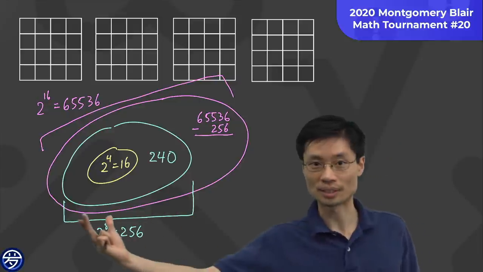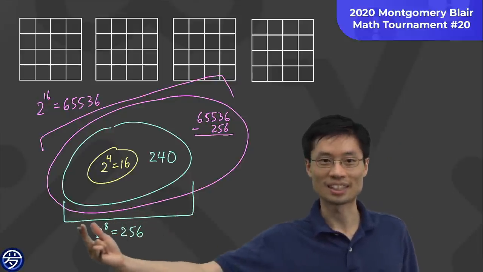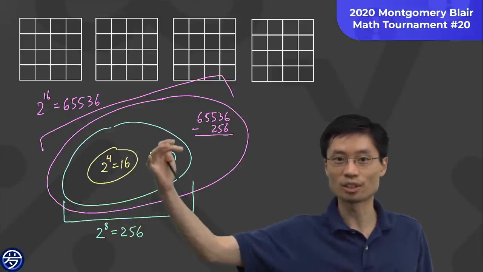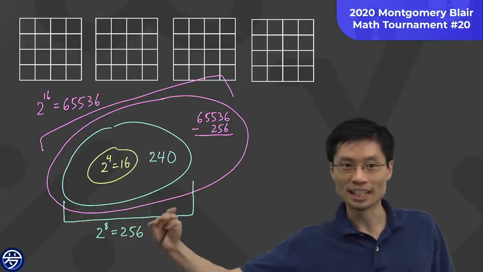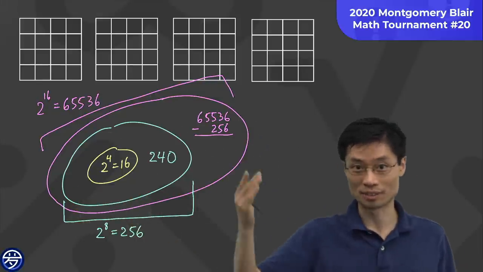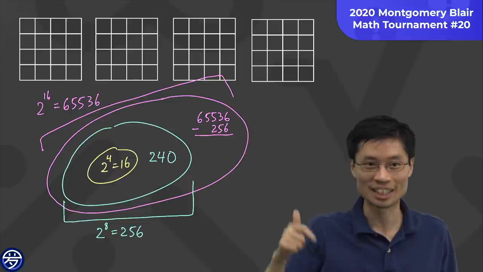Minus the 256, because that was this part right here. Okay? Right? So this entire green plus yellow was 256. And the whole thing here was 65536, because that was just the number of ways to do anything I want.